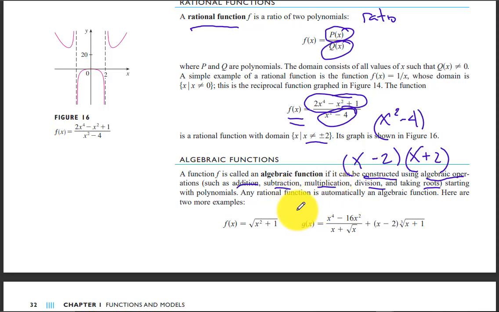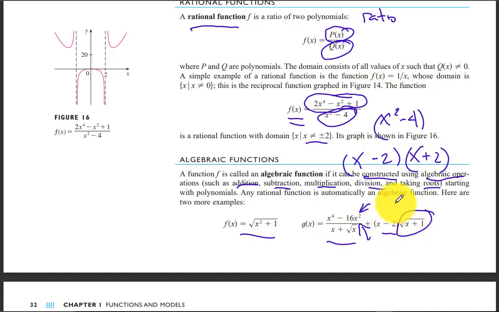Okay, so you might think every function possible is an algebraic function. Like, what function can you think of that is not either the sum, difference, product, division, or root of some polynomial? And we can't think of any. So if you take this function, this is algebraic because it's a polynomial, and then you take the square root of it. If you take this function, it's algebraic because this is a polynomial, this is a polynomial, and you're dividing them. And then adding another polynomial times something else, which is also allowed. So this whole thing is algebraic.